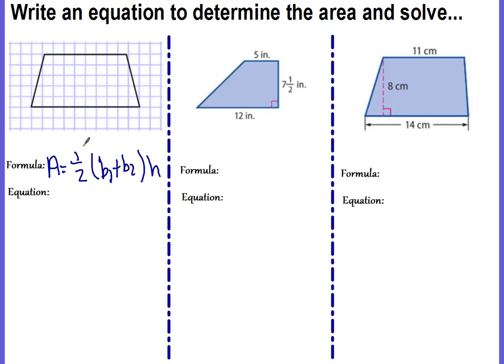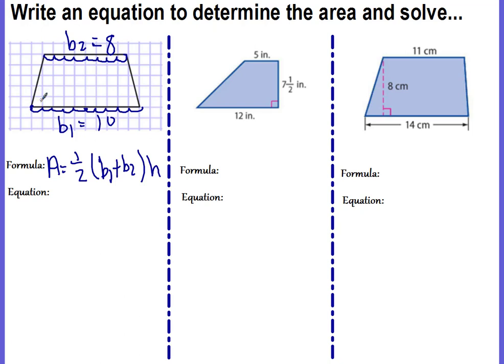Okay. Now we need to identify our bases and our height. So here's the bottom base. These are units, so we need to count. So we're going to start right here. We move over 1, 2, 3, 4, 5, 6, 7, 8, 9, 10. So the base 1, or you could call it base 2, is equal to 10. Now our other base, which I'm going to call base 2 since I already have base 1, we need to see how long that is. I'm going to start right here. 1, 2, 3, 4, 5, 6, 7, 8. It measures 8 units.